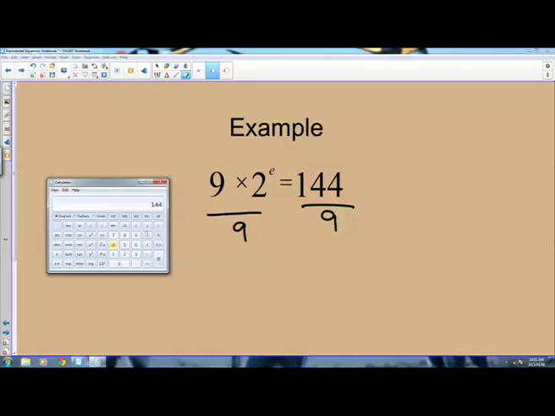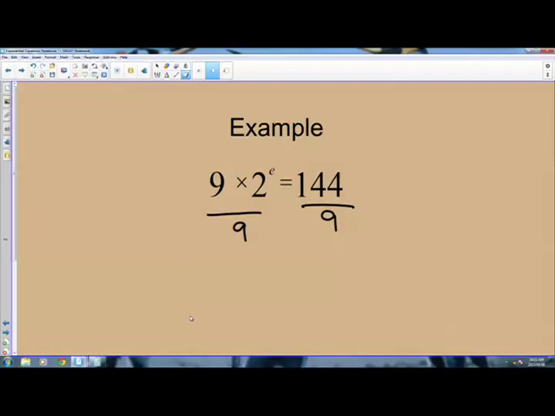144 divided by 9 is 16. So 144 divided by 9 is 16. This simply means that on this side, 9 cancels 9, and then 9 into 144 is 16. So you get 2 to the power e equals 16.